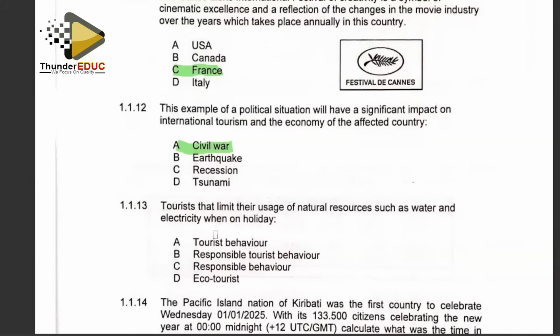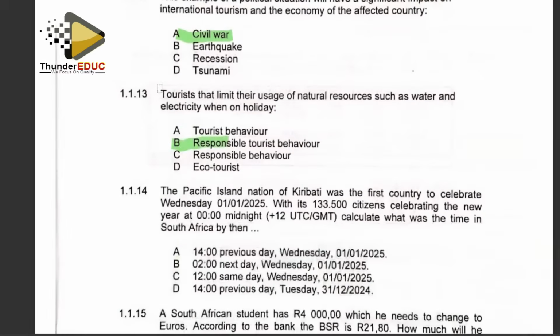When on holiday, that is a typical example of responsible tourism behavior. So it is represented by the letter B.